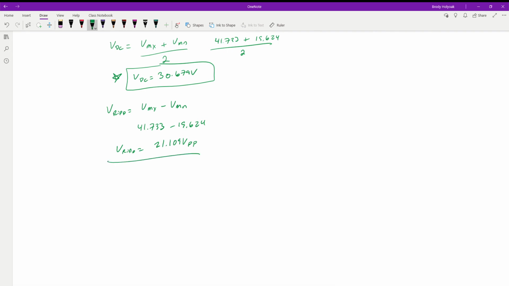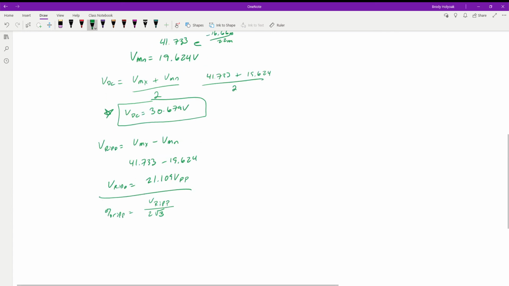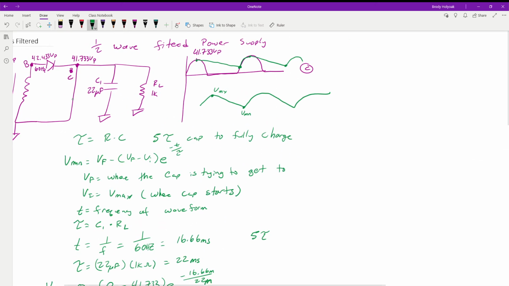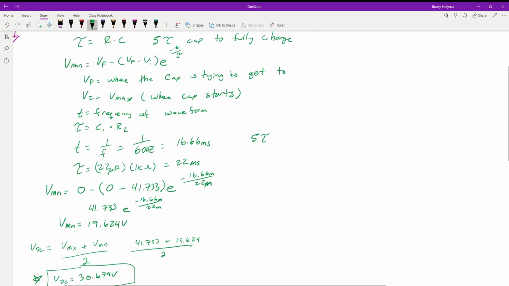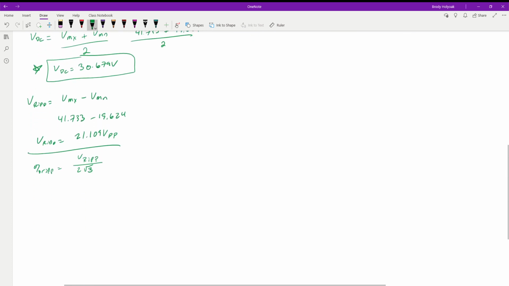So now that we have our ripple, we need to find the percentage, because that's the value we care about, because that's how good of a power supply we have. So for the percent ripple, we take the V ripple peak to peak and divide that number by 2 root 3. Before, we were doing 2 root 2 because we had a sine wave. But like I said before, what we've turned our sine wave into now is more of a triangle wave. And so to find the average of a triangle wave, we use 2 root 3 versus 2 root 2. And so that's one of the big differences between these guys.